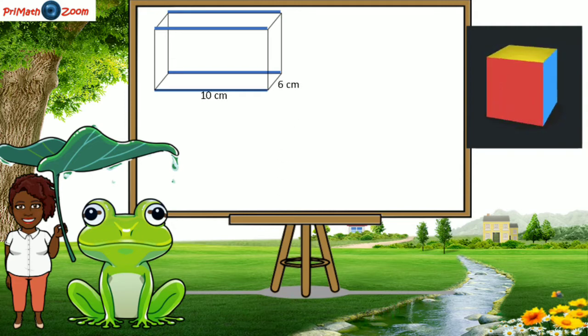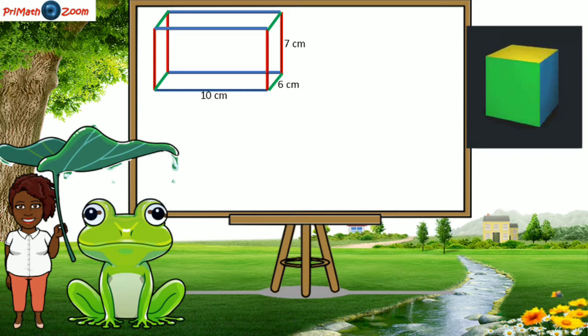Right here measures 6 centimeters, and we will call this dimension the breadth. So all of these areas identified with green are also breadth, and they all measure 6 centimeters. Then we have the height. 7 centimeter represents the height. All these areas in red are heights, and they all measure 7 centimeters.